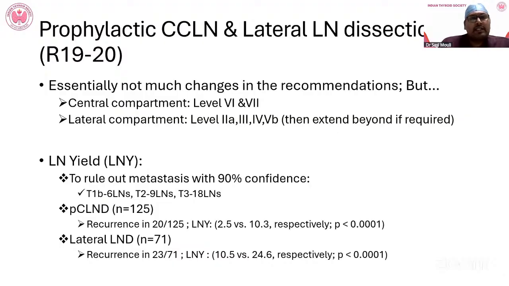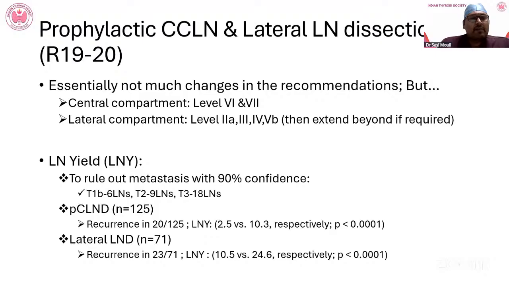Now, prophylactic CCLND and other lymph node dissections also don't vary much, except that the central compartment now includes level 7, and lateral compartment is specified as levels 2A, 3, 4, and 5B. And if there are any lymph nodes beyond this, then they have to be included.